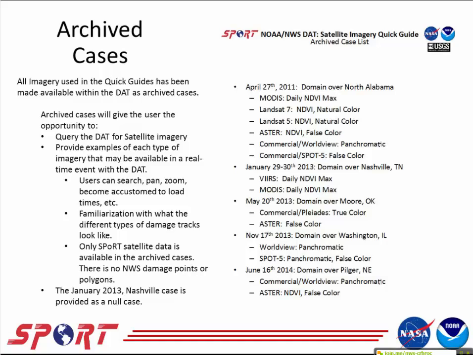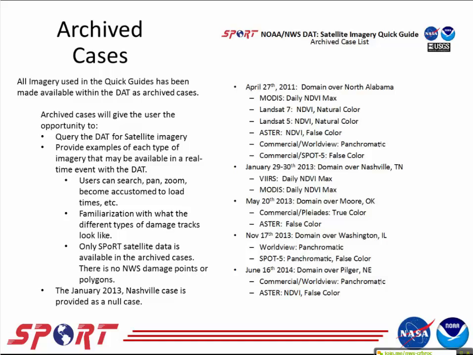The domain in Nashville, Tennessee is included because it shows a case where there wasn't any commercial data available and just shows the VIIRS and the MODIS data in the vegetation. And because the tracks are created by tornadoes that were small, it was very difficult to make out any tracks, so we've included it as a null case because there will be times that the satellite data may not be as helpful as you'd want it to be.